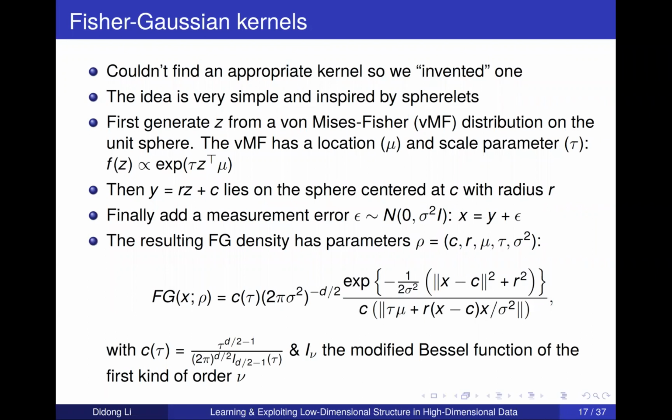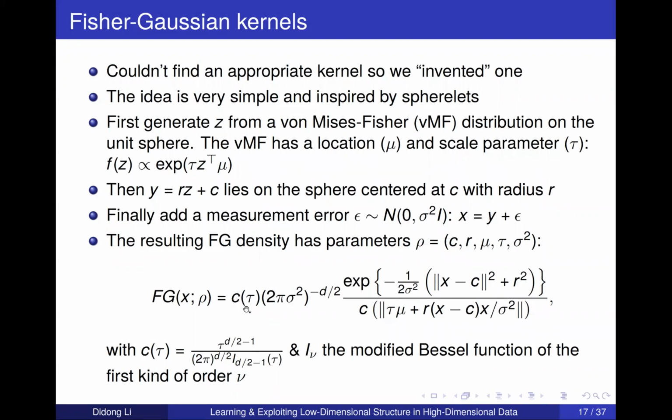Fortunately, we do have a closed form solution for the density function of this Fisher-Gaussian density. There we have 5 parameters. C is the center of the sphere, R is the radius of the sphere, mu is the location parameter, tau is a scale parameter, and sigma square controls the noise. So C and R basically control the geometry of the support, and these 3 parameters control the location and the precision, etc.